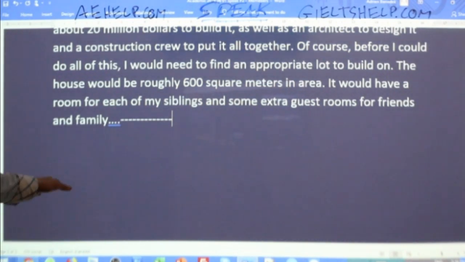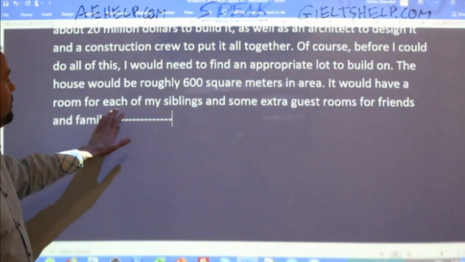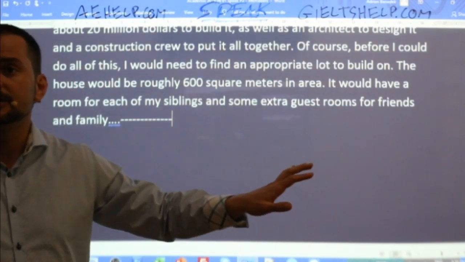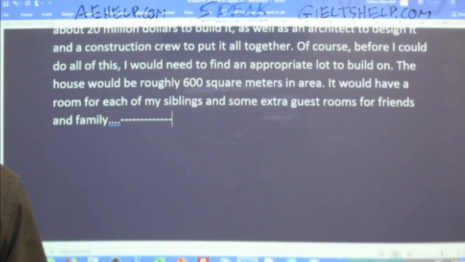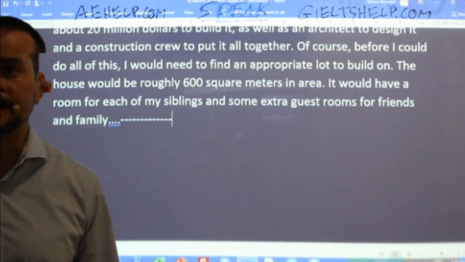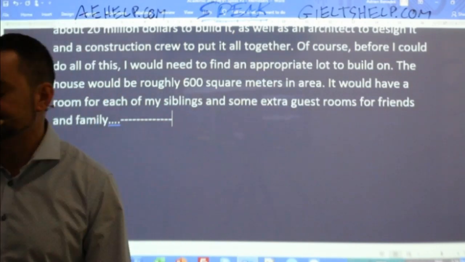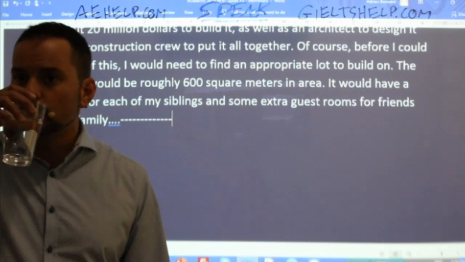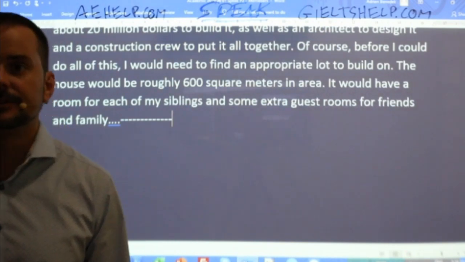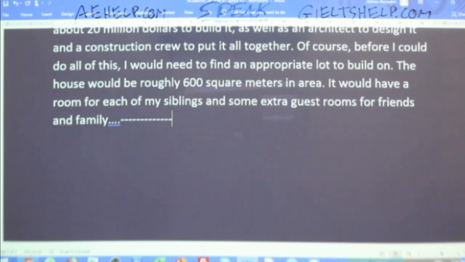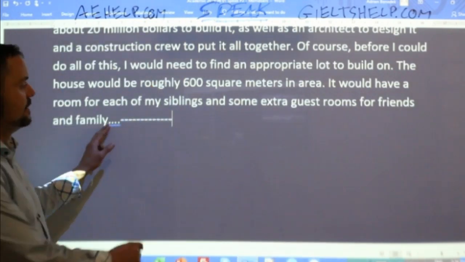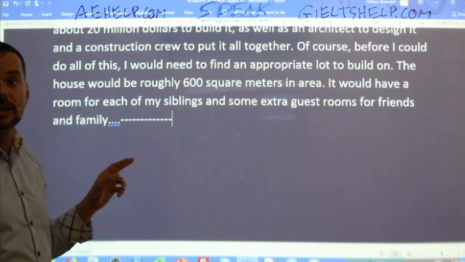All right, so how should I finish this sentence? It would have a room for each of my siblings and some extra guest rooms for friends and family. There's more than one way to finish this sentence. Just try to finish it for me with correct grammar. So think about your conjunctions. Here it's cause and effect, okay, or condition. Actually, I should say condition. It would have a room for each of my siblings and some extra guest rooms for my friends and family. And then this part is the condition. So think about the condition here.